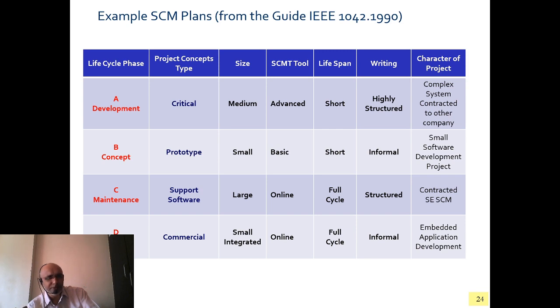It's an indicator of a commercial project, which is beyond critical, prototype and support software. That is from the internal organization's territory; you are moving to commercialization. Size is small, integrated. Online help should be required. Full cycle support, but the nature of that is informal. And just try to see to it. The embedded application development area focuses on accommodating all the three previously indicated.